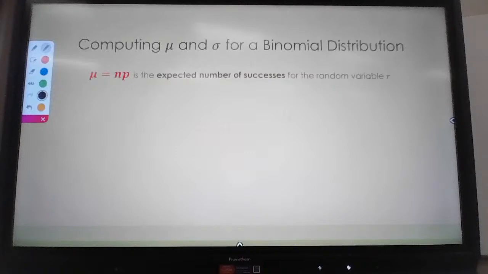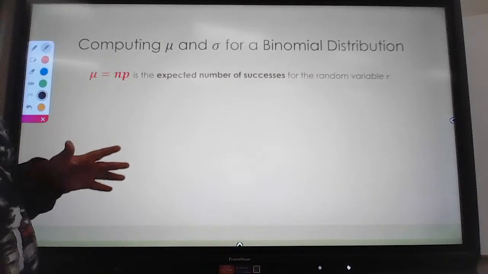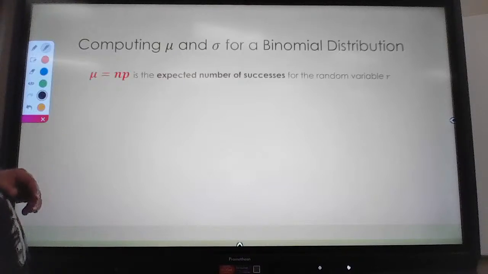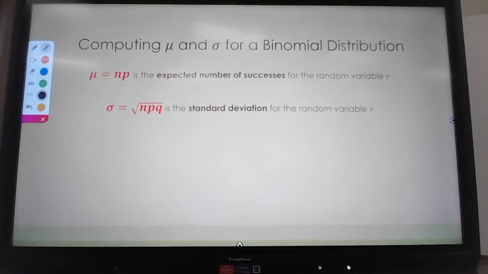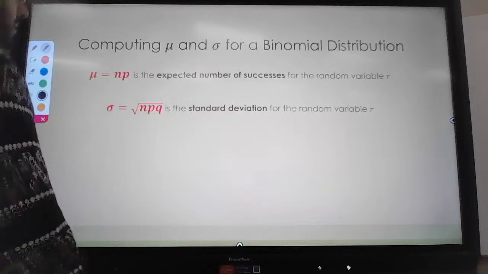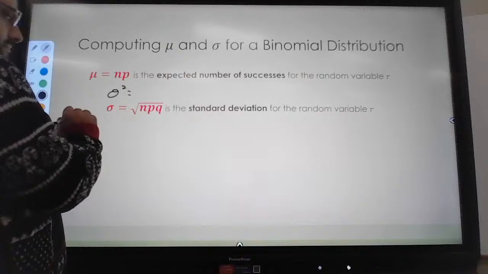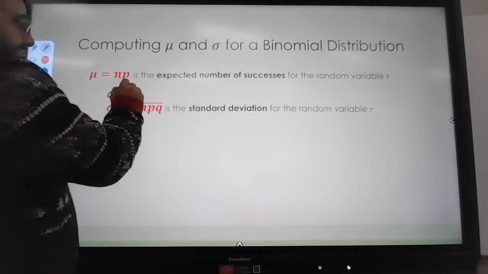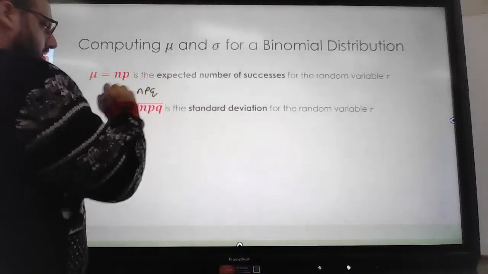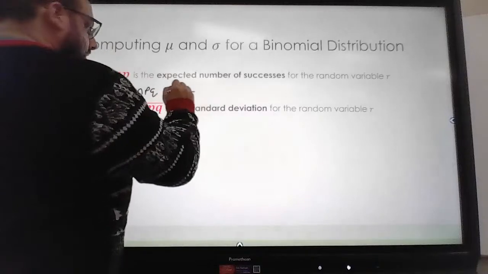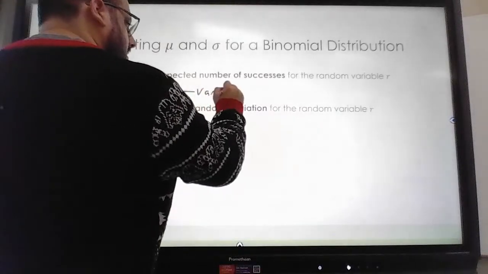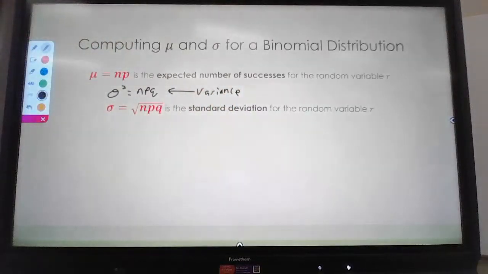To calculate the expected value, you just take n times p. That's it, just n times p. Now, the standard deviation is the square root of npq, which also means that our variance is just npq. That's before we take the square root. So that's the variance of that random variable r.